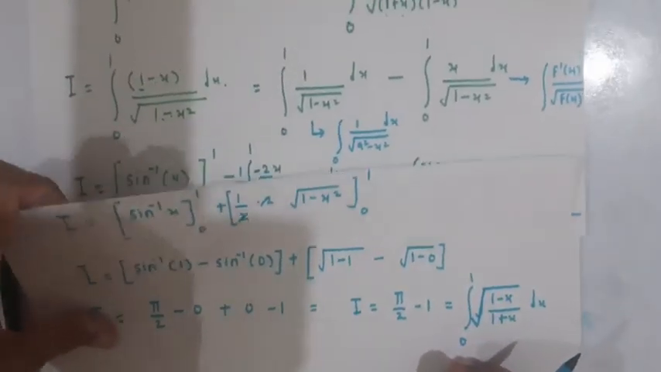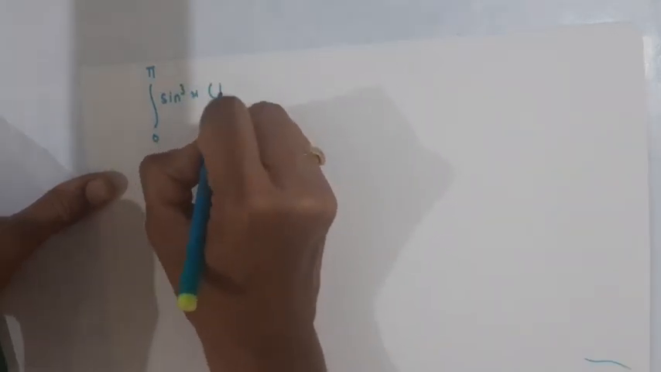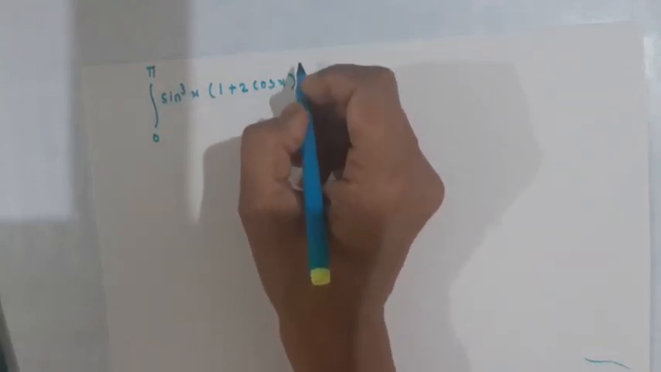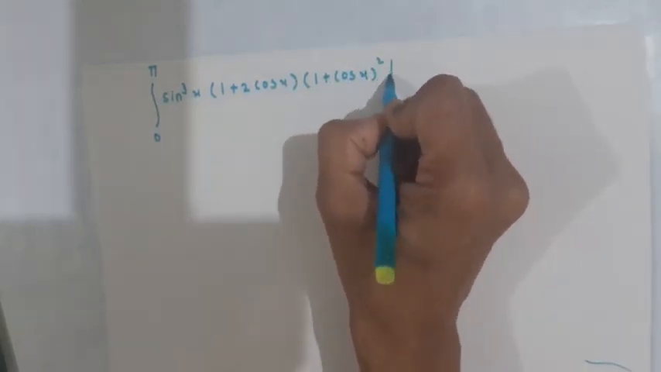Okay students, now let us take another example. The other example is: evaluate the integration from 0 to π of sin³x / ((1 + 2 cos x)(1 + cos x)²) with respect to x.